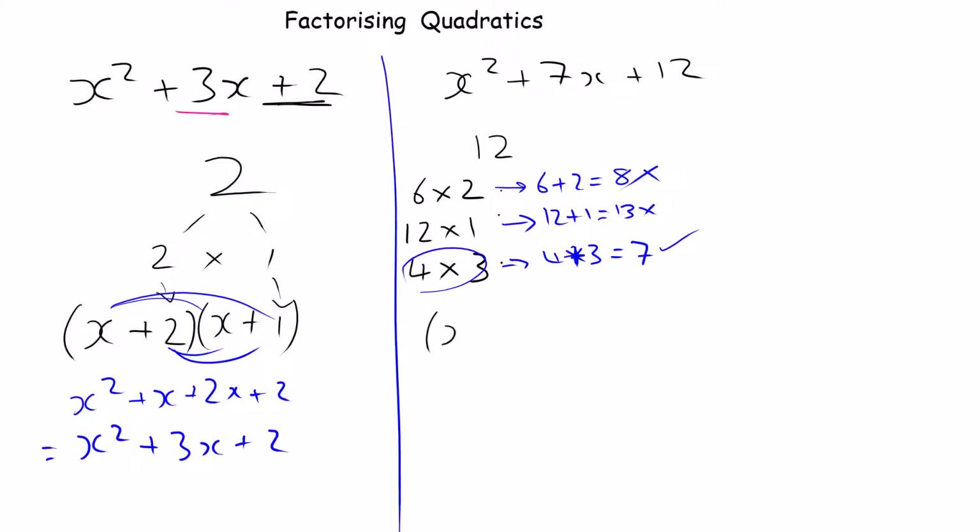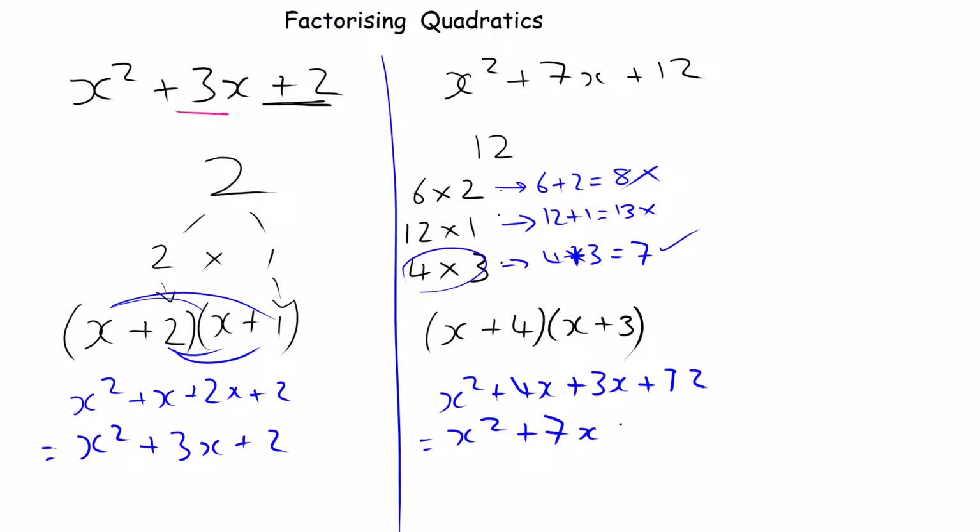So again with our brackets, x plus 4, x plus 3. And again we can expand them out to double check our answer. And rightly so, that gives us x squared plus 7x plus 12. So we've looked at the number on the end, the final term, looking at its factors, and we're going to have those pairs of factors which are going to go in our brackets.